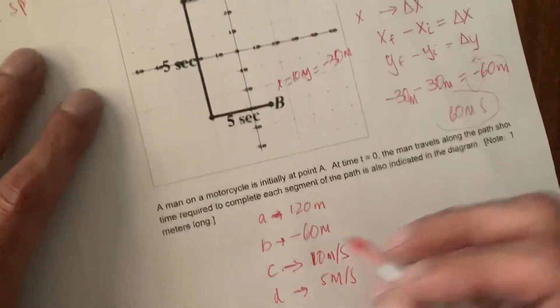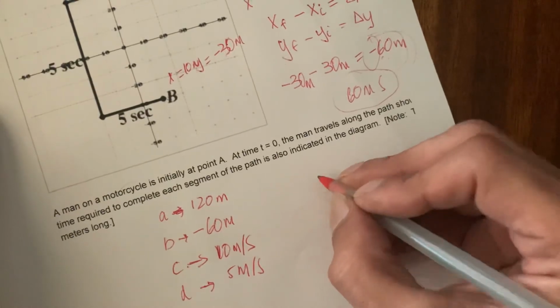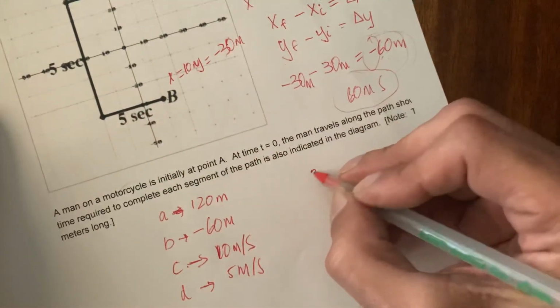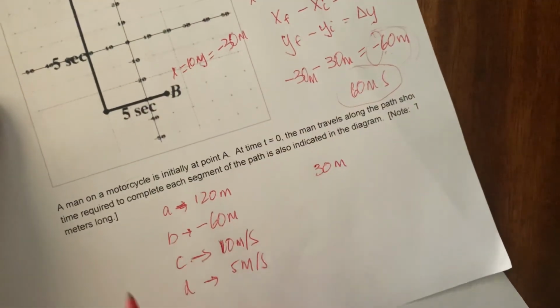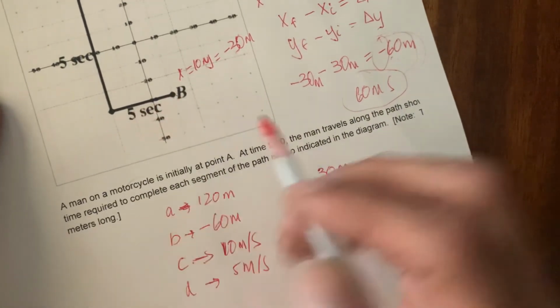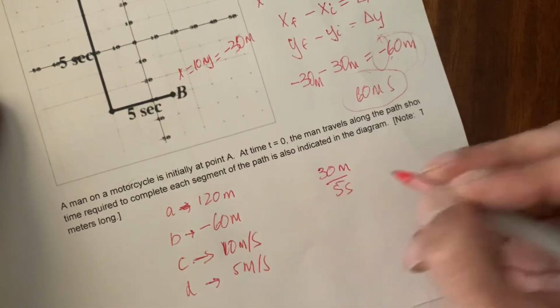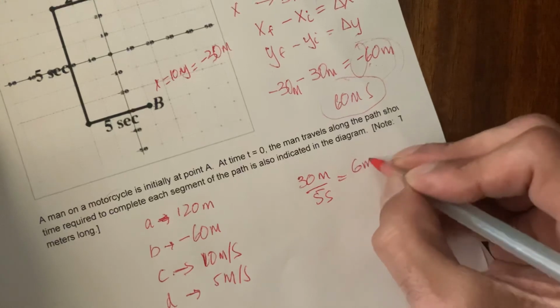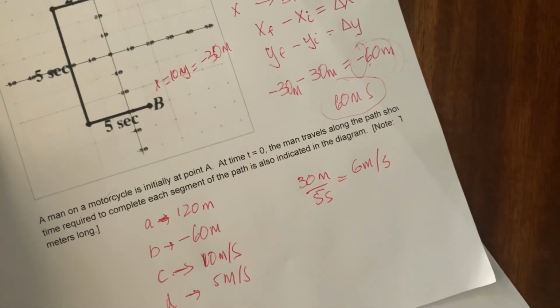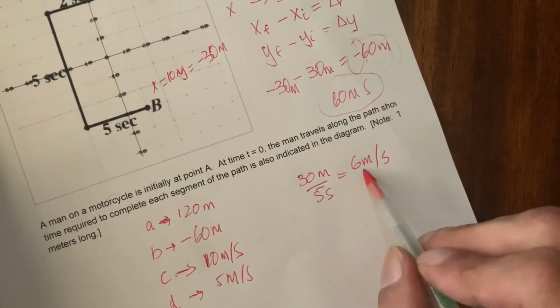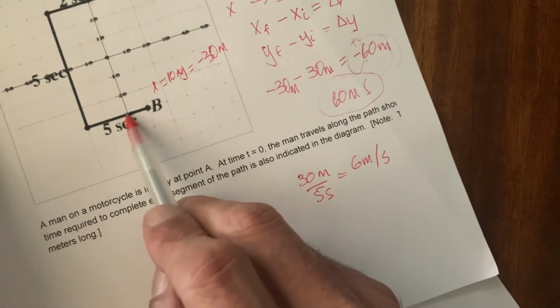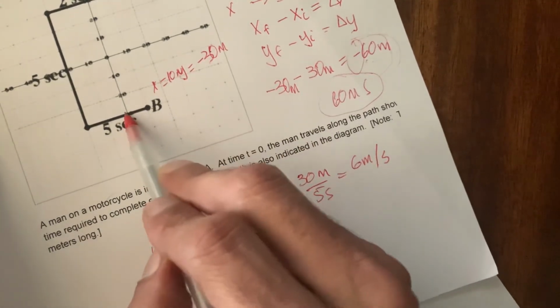This distance is 10, 20, 30 meters. And this time is 5 seconds. So that gives me 6 meters per second. So his speed is 6 meters per second at t equals 11 seconds, which is right there.